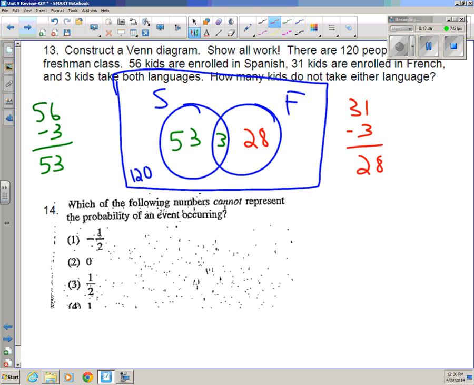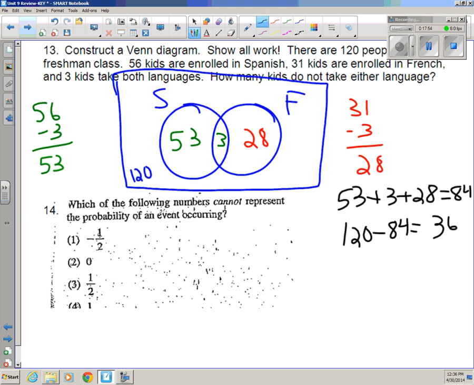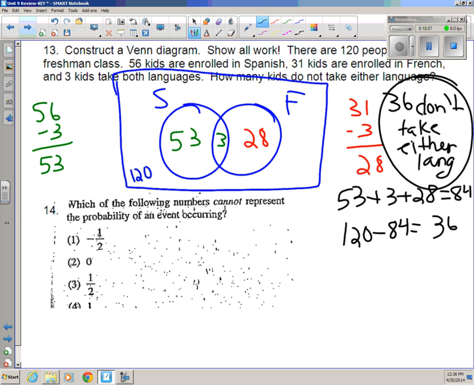Here's 28. If I add up all those numbers right now, 53 plus 3 plus 28, that's going to come out to be, I believe, a total of 84. And then if I take the 120 students, subtract the 84, I get 36. So 36 don't take either language. There's your answer.